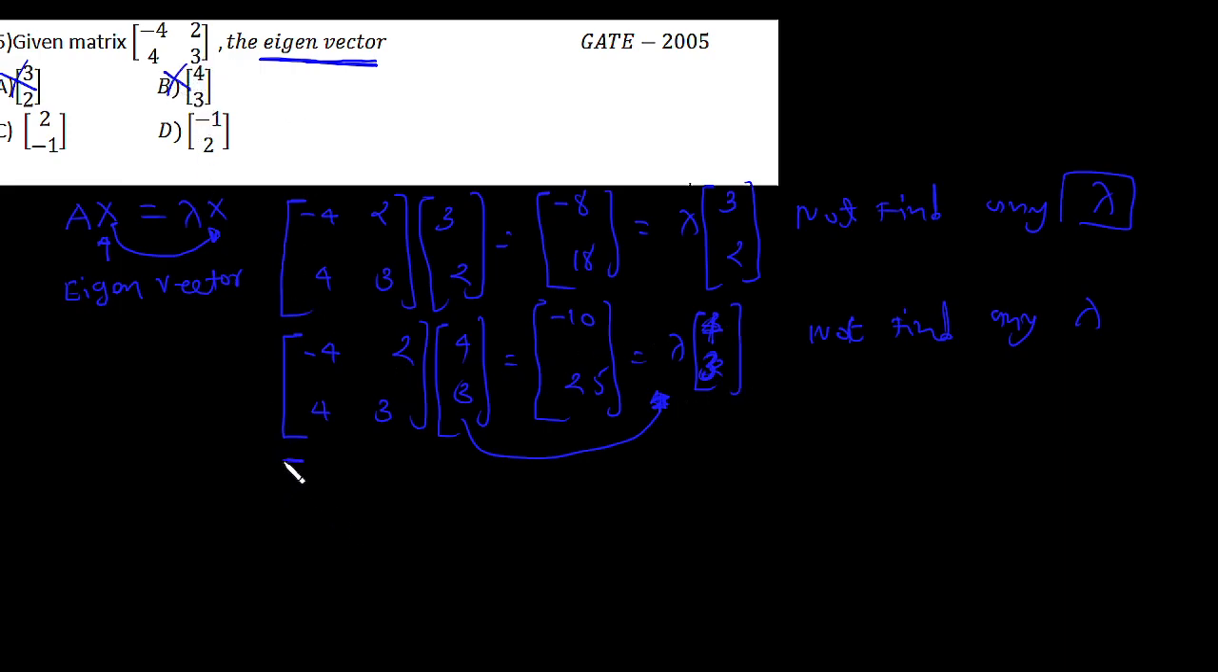Let's check option C. It's minus 4, 2, 4 comma 3. Then for option C we have the vector.